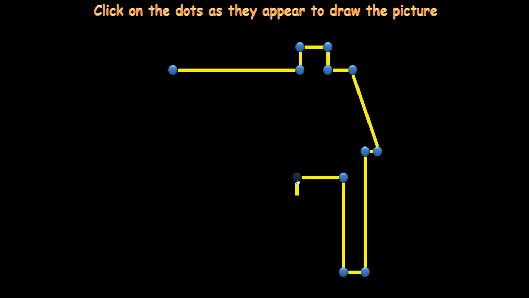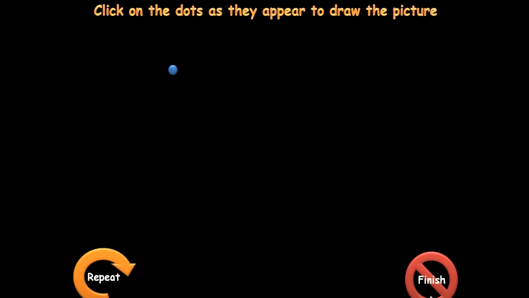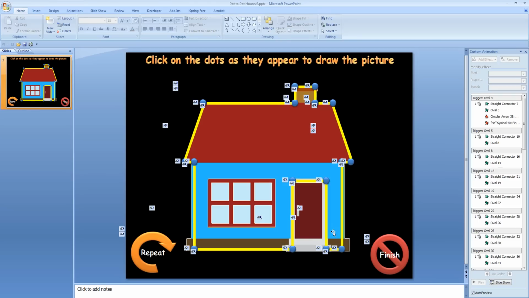Now the way I've done this is that when they've finished with the actual dot-to-dot bits, the picture will appear. They can repeat the activity, or they can exit to finish. And I've used these symbols because these are universally recognisable by a lot of children with additional needs.